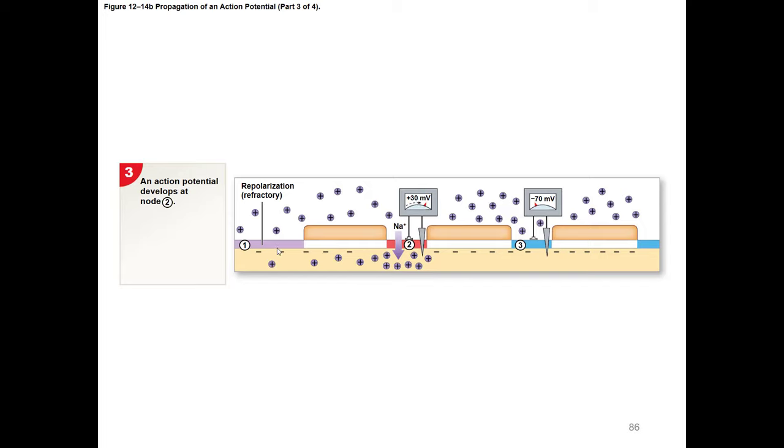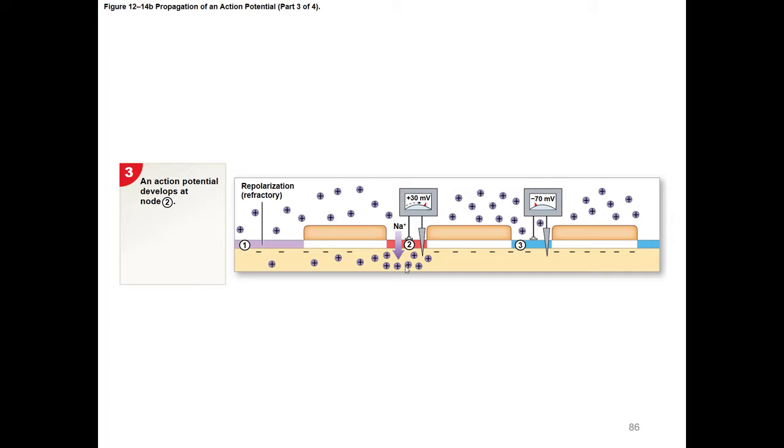Meanwhile, segment 1 is in repolarization. Potassium is going out, our number is going back towards negative 70, and we overshoot a bit to negative 90. We're now in refractory, meaning that this segment is unable to be stimulated until it returns back to resting potential.